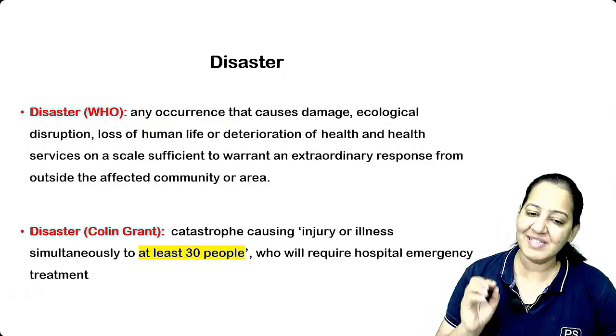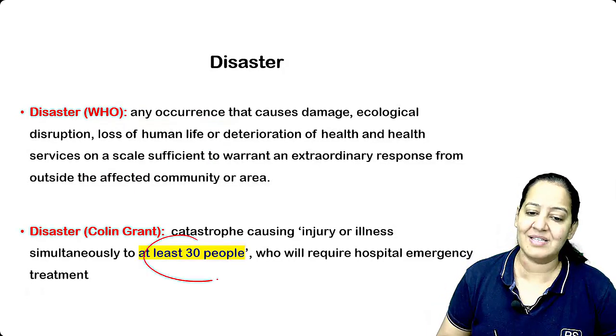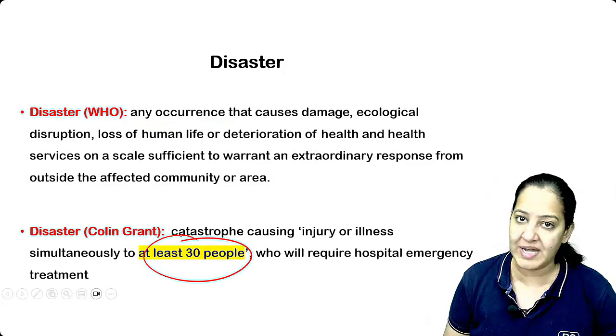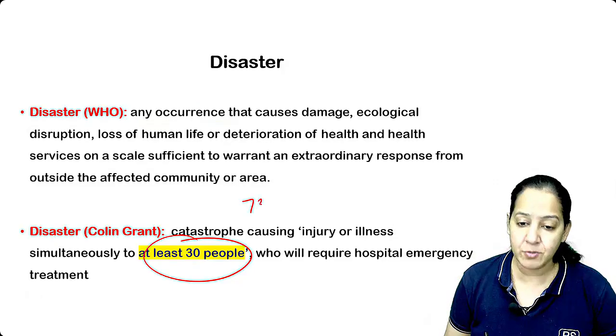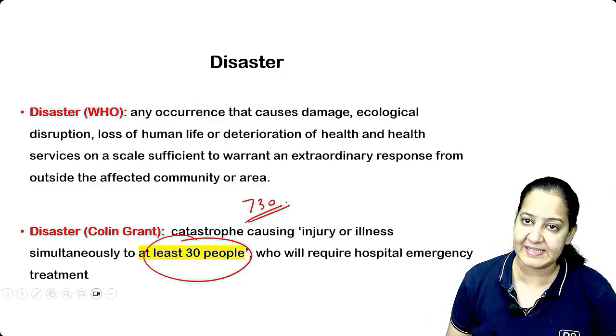Disaster. It is any occurrence in which more than 30 people are injured or dead at one time, simultaneously. So the cutoff is 30. So more than 30 people, just suppose a bus accident, a train accident.